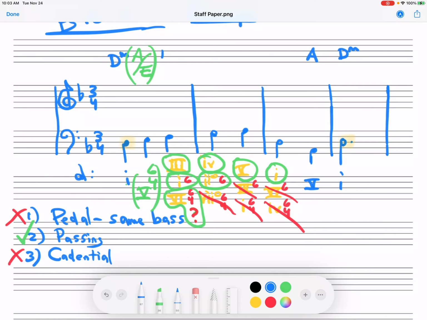Okay, so now I'm going to write in the chord symbols. D minor over F. I'm going to ignore that. And then 2, 6. So this is E diminished over G. 5, which is A. And then D.